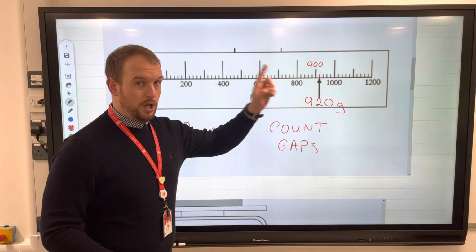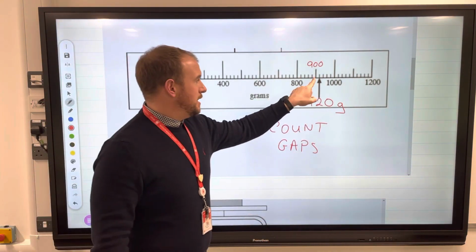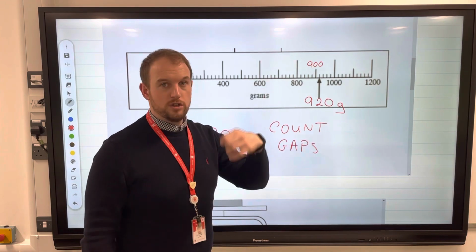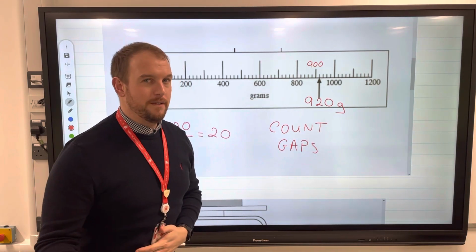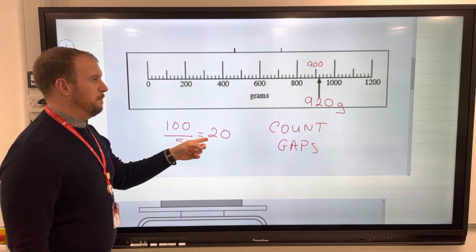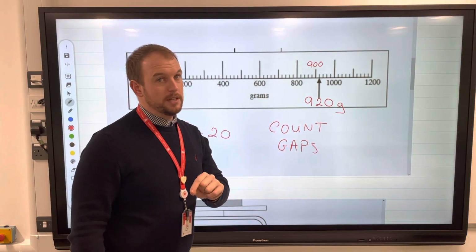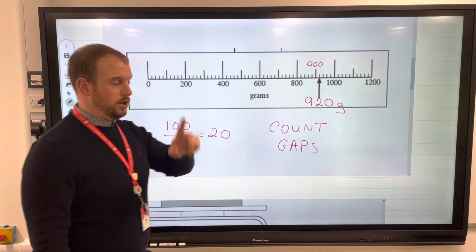So gaps, not lines. I see it so often when people go, oh, 4 lines, 100, 100 divided by 4 is 25. But we're counting the gaps. We've counted up in 20s, we know it's right. Okay, so gaps, not lines.